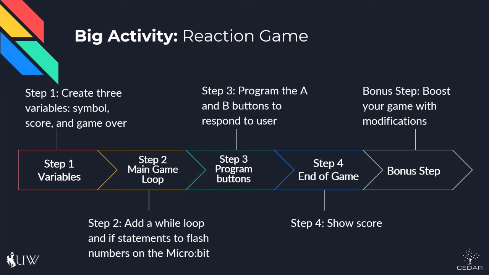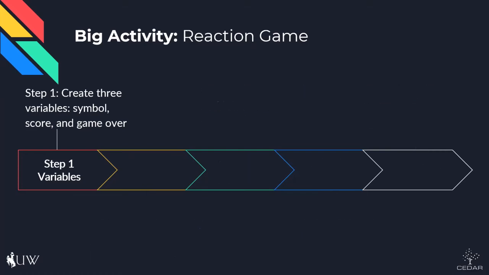Step 1 is going to be to create 3 variables called symbol, score, and game over. In step 2, we'll add a while loop and if statements to flash numbers on the microbit. Step 3 will be programming the A and B buttons to respond to the user. And step 4 will show the user their score at the end of the game. When we're done with all of that, we've got a bonus step where you can boost your game with new modifications. Step 1. Create 3 variables called symbol, score, and game over.